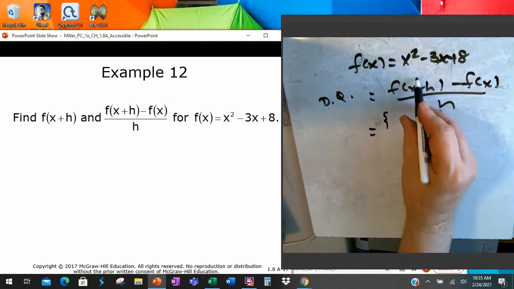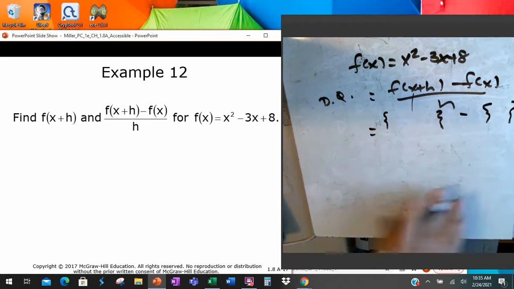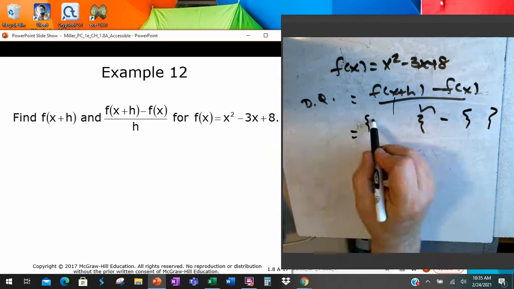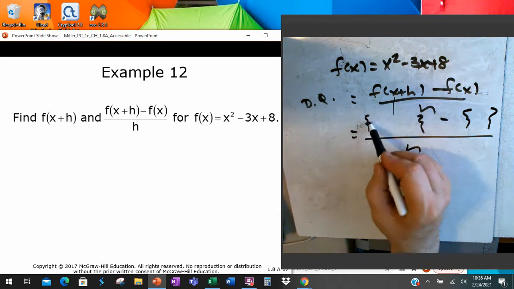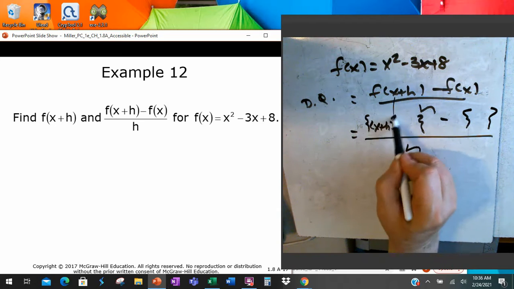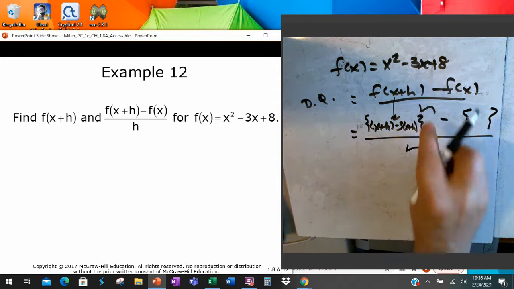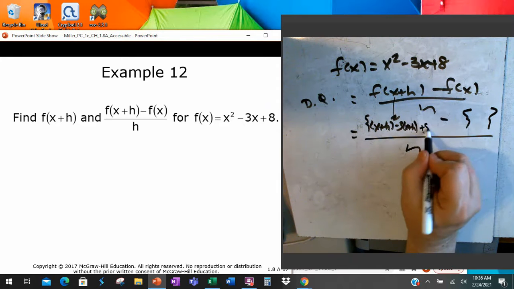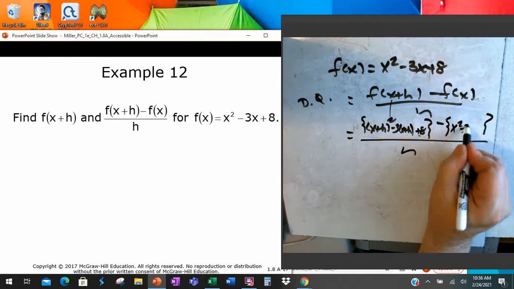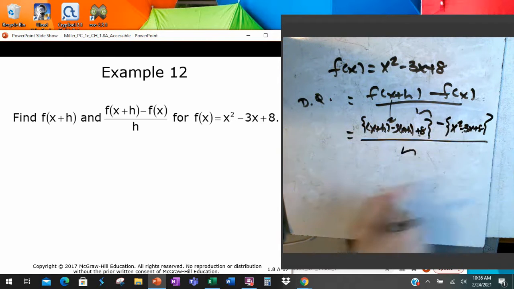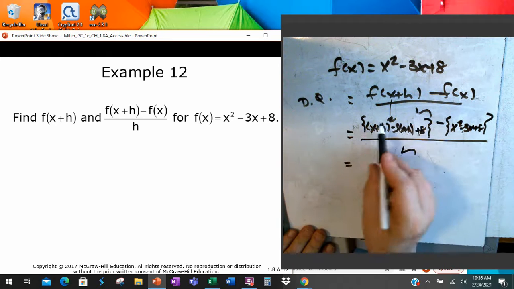Squiggly, squiggly, all of that stuff needs to go in here. I need to open it up. And then squiggly, squiggly, okay? All over h. So this is x plus h squared minus 3 times x plus h plus 8. And then the original looks like x squared minus 3x plus 8. Okay? And then I just expand, group, and simplify, and this is what this would look like.